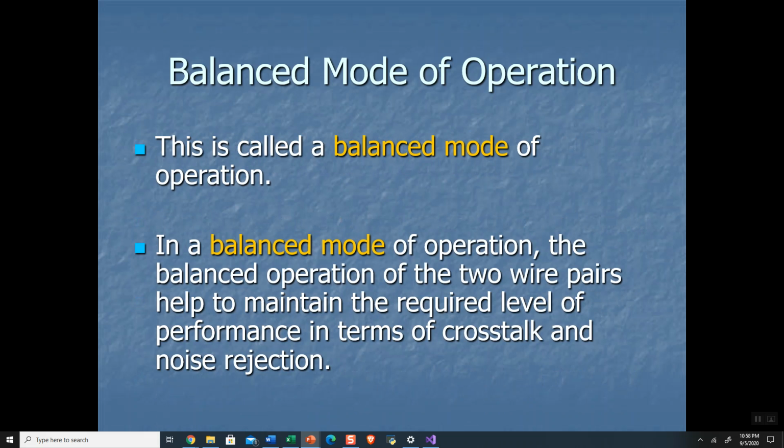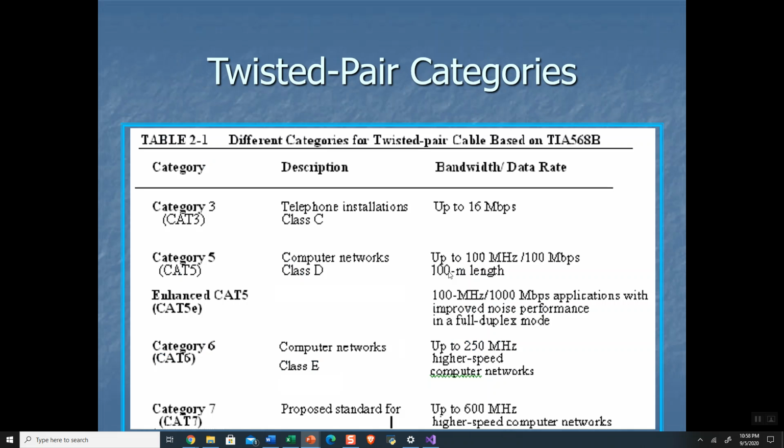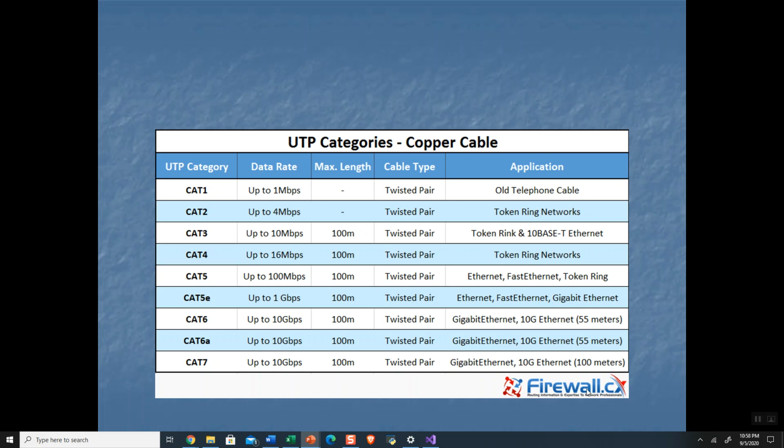Balance mode. In a balance mode operation, the balanced operation of the two wire pairs helps to maintain the required levels of performance in terms of crosstalk. All right, so these are the different types of categories that are out there. This is the one that came with the book. I got something better than this. I got this from this website.